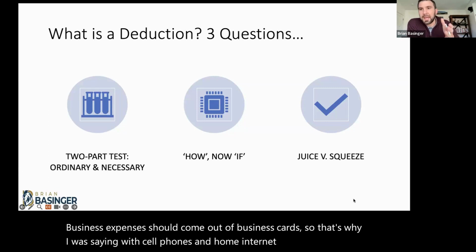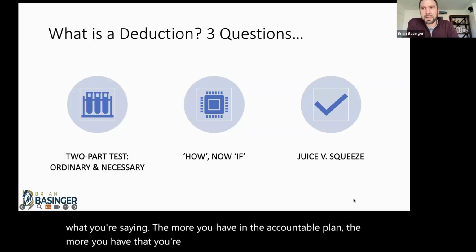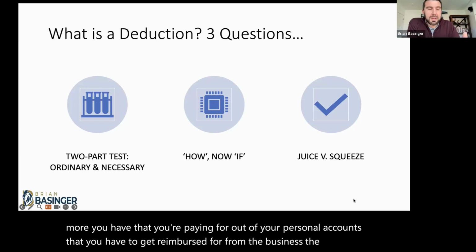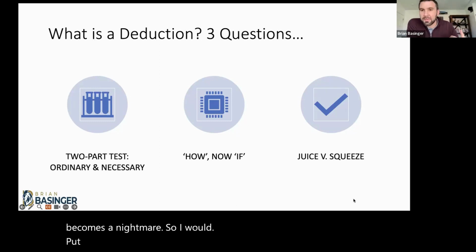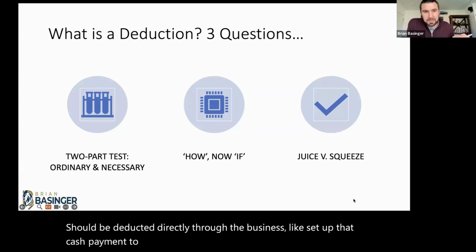I agree with what you're saying. The more you have in the accountable plan, the more you have that you're paying for out of your personal accounts that you have to get reimbursed for from the business, the more it becomes a nightmare. So I would put everything that's 100% through the business should be deducted directly through the business, like set up that cash payment to come right out of the business.